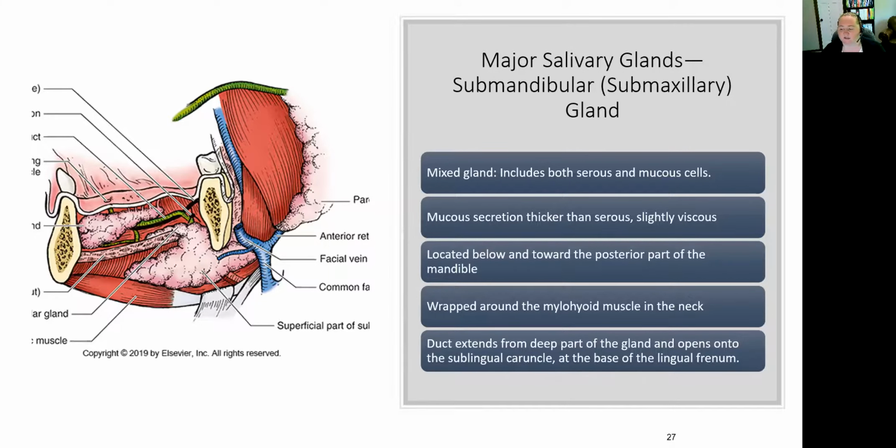The duct extends from the deep part of the gland and opens into the sublingual caruncle at the base of the lingual frenum. So if you go to the mirror and you lift your tongue to the roof of your mouth, you're going to see these two little knobs sticking out on the side of your lingual frenum, and that is the duct in which this gland drains. Okay.